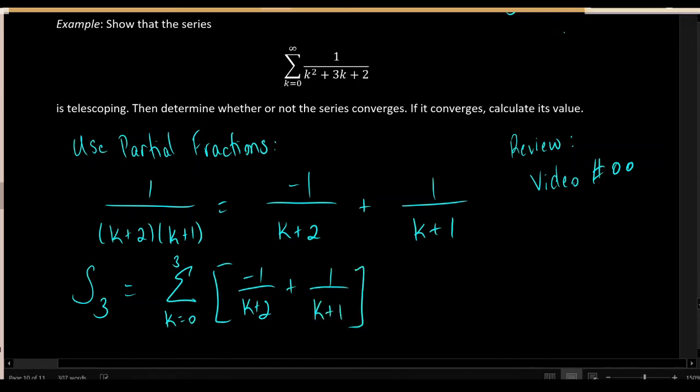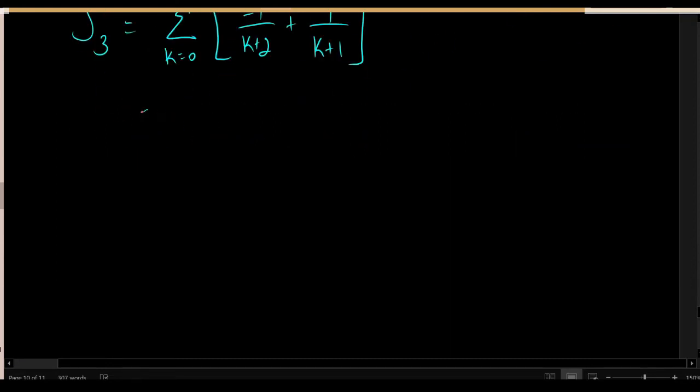Let's write out what this partial sum would equal and let's see what happens. Now when k is equal to 0 and I plug that into this formula, I get -1 over 0 plus 2 plus 1 over 0 plus 1.